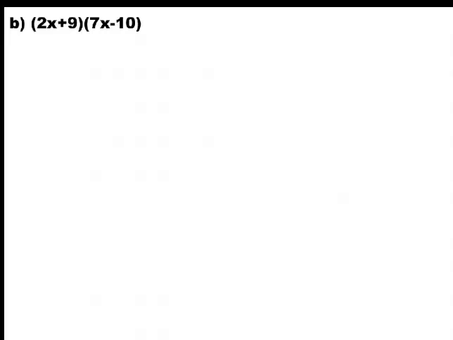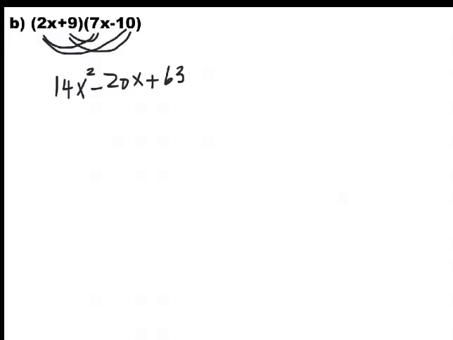The second problem is (2x + 9)(7x - 10). Again, 2x times 7x gives me 14x squared. 2x times negative 10 gives me negative 20x. Now the second term, 9 times 7x gives me 63x. And 9 times negative 10 gives me negative 90.